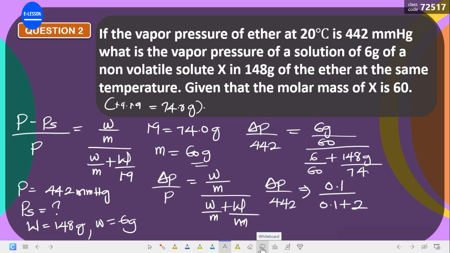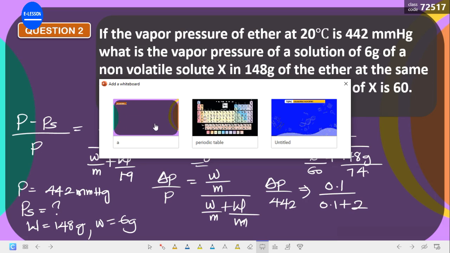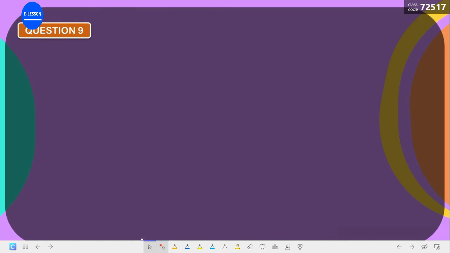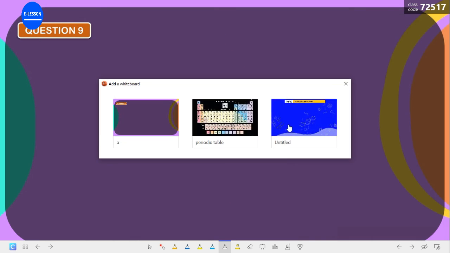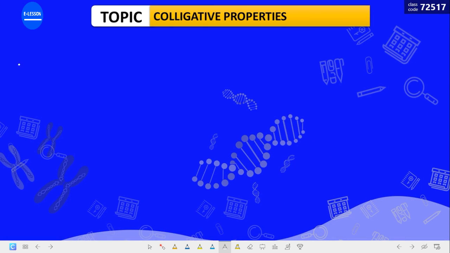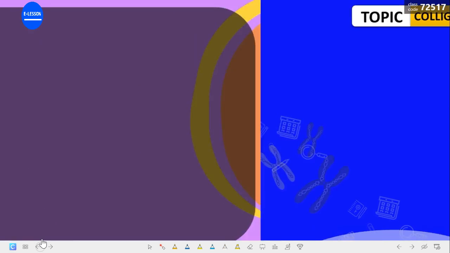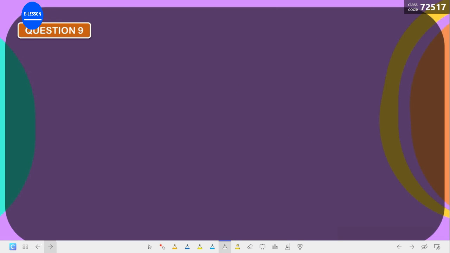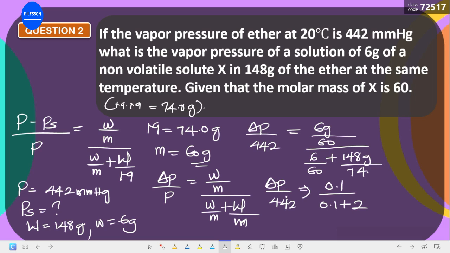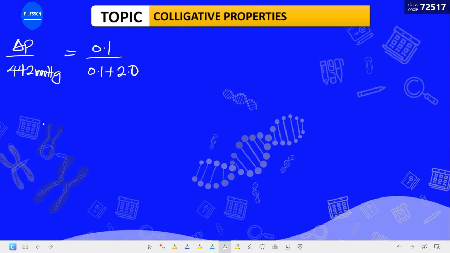Now, coming to a fresh page, what do you think we are going to have? You have change in P all over 442 millimeter mercury is equal to 0.1 all over 0.1 plus 2.0. I believe that's what we have here. Change in P all over 442 is equal to 0.1 over 0.1 plus 2. Now I transferred it here so that we can continue from here.